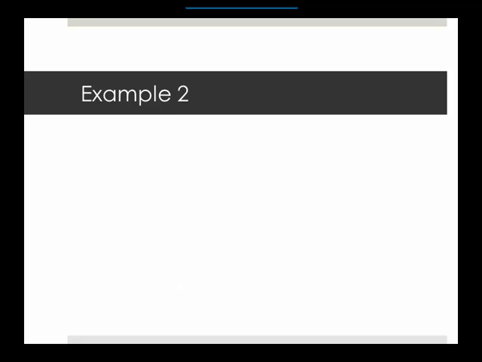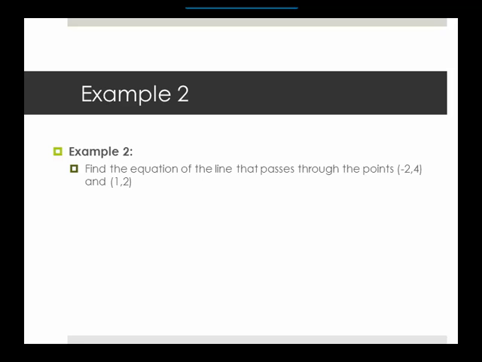Let us look at another example. Find the equation of a line that passes through the points (-2, 4) and (1, 2). Here we are given 2 points and no m or c. Spend some time trying to get the straight line equation for these 2 points.